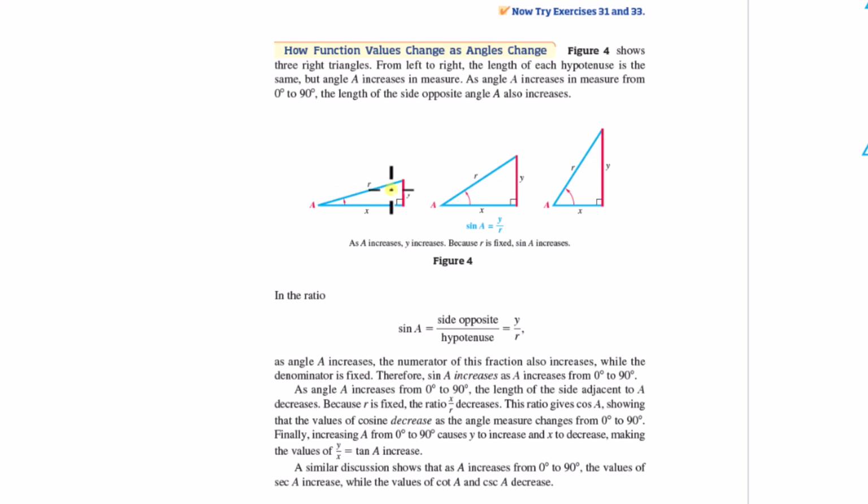And so what does that mean? Well, if the hypotenuse isn't changing and the length of Y is increasing, then X has to be decreasing. The length of X has to be decreasing if the hypotenuse length isn't changing. So if you think about the sine of angle A, it's opposite over hypotenuse, but the hypotenuse isn't changing, so sine of A is increasing.